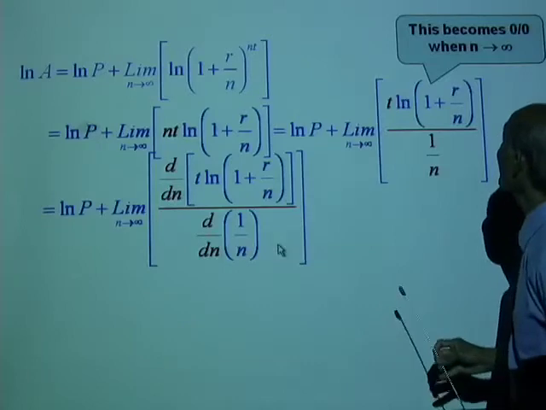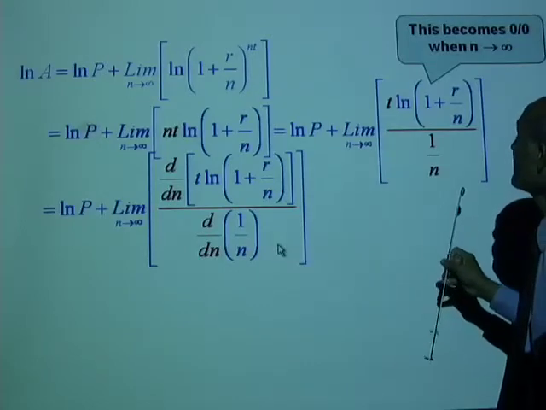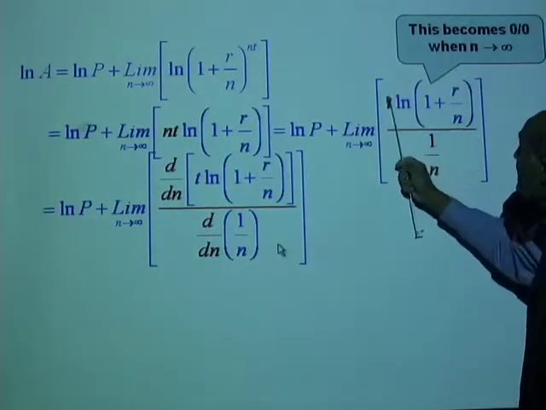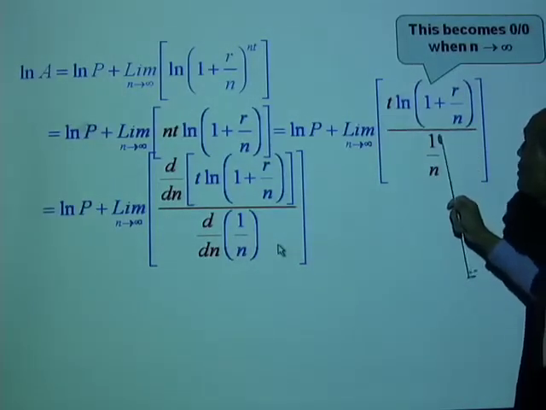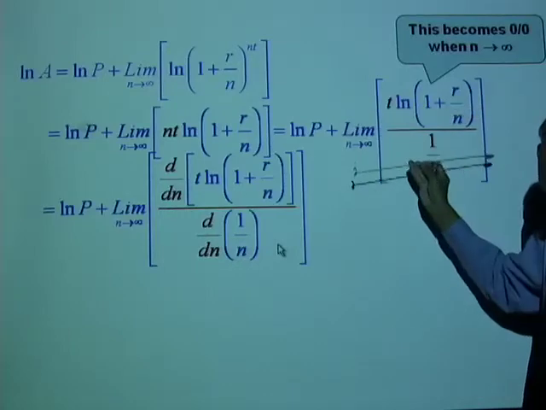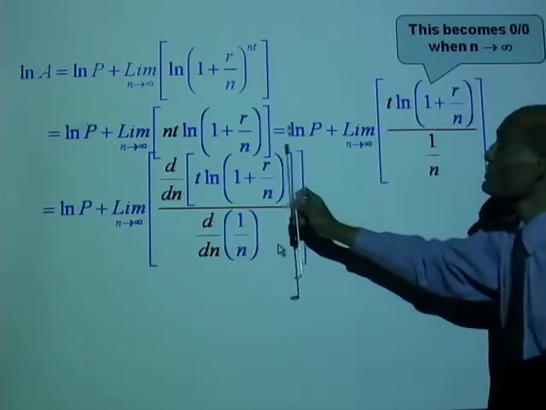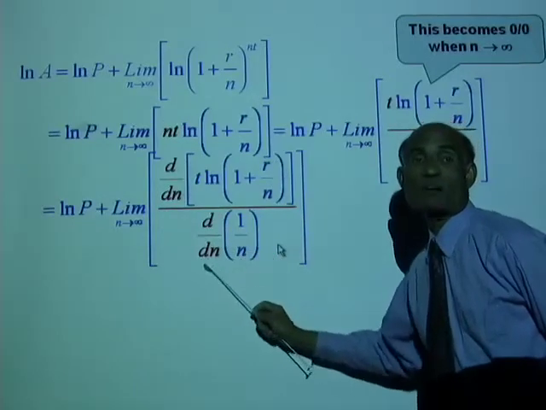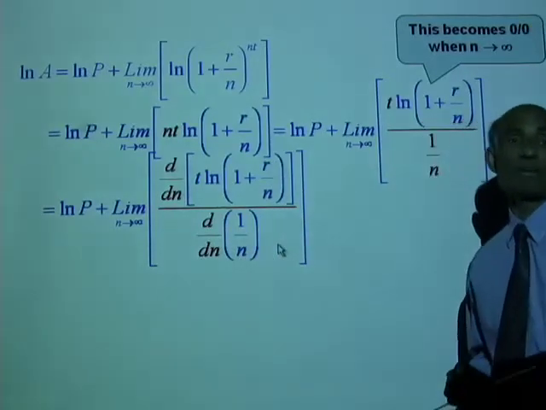And therefore, the limit of f of x divided by g of x, because this is of the intermediate form, can now be written as the derivative of the numerator over the derivative of the denominator.